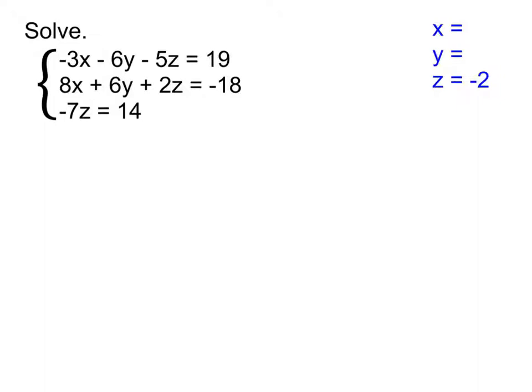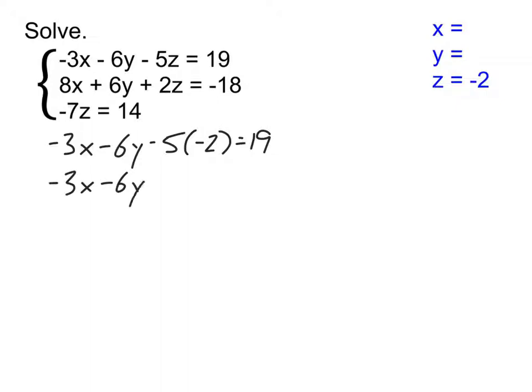Because I know what z is. Look at those other top two. If I plug z into both of those, then there's only two variables, right? So that's what I'm going to do. For the first equation, I'm going to take negative 3x minus 6y minus 5 times my z value, negative 2, equals 19. And I want to make this look like the sorts of simple equations I've been working with for the last week. In other words, I just want x and y by themselves on the left side. So we're going to do that. So negative 3x minus 6y plus 10 equals 19.